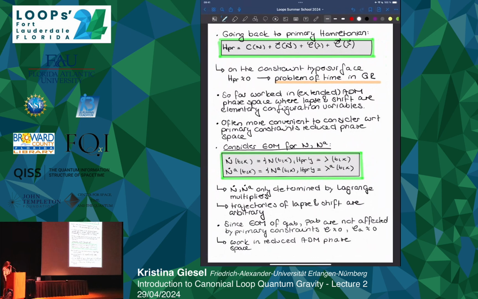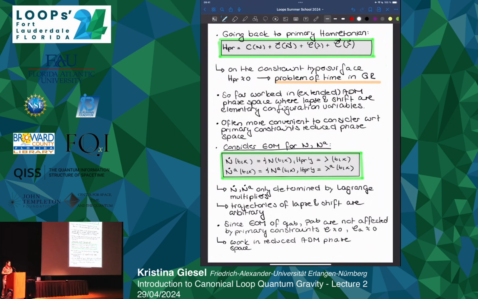So now, given the primary Hamiltonian, we know the final set of constraints, and this basically defines the final constraint hypersurface. There's one special thing about general relativity, because if you look at the primary Hamiltonian, it's just a linear combination of constraints. So there's no H naught as in the classical mechanical example, which means if we go to the constraint hypersurface, which should describe the physical sector, our primary Hamiltonian is vanishing. And I will come back to this point later.